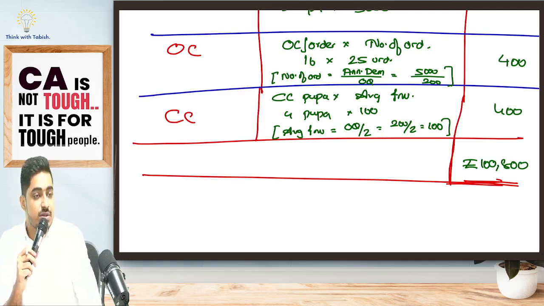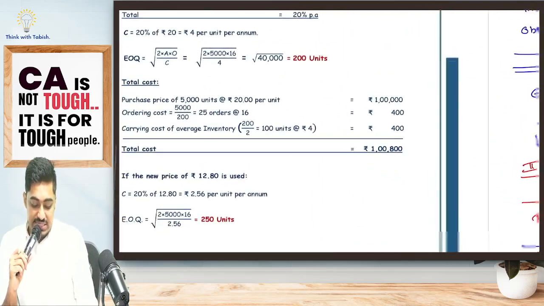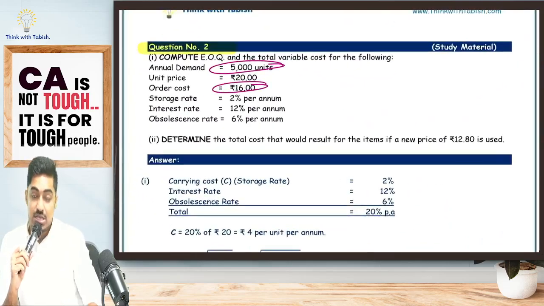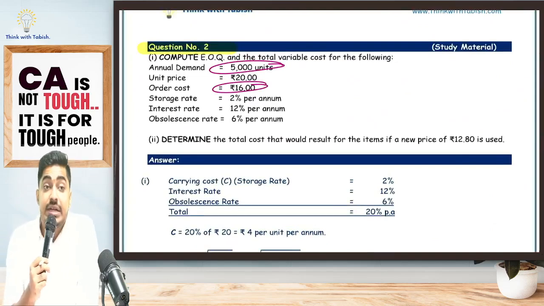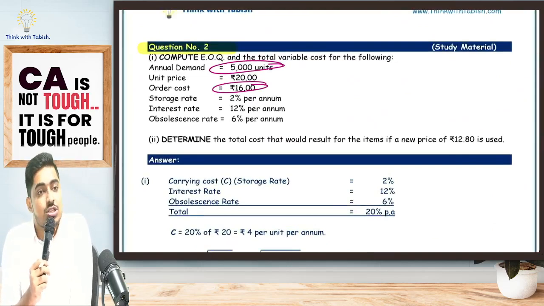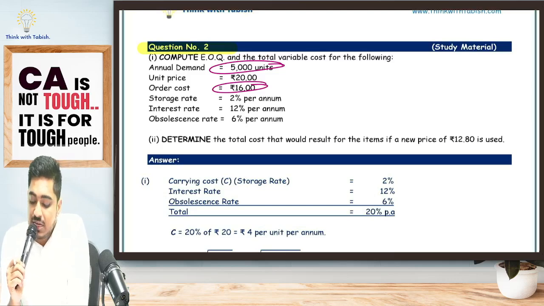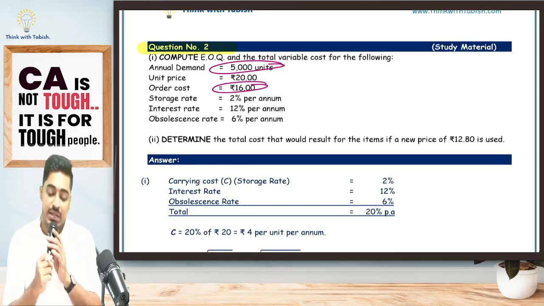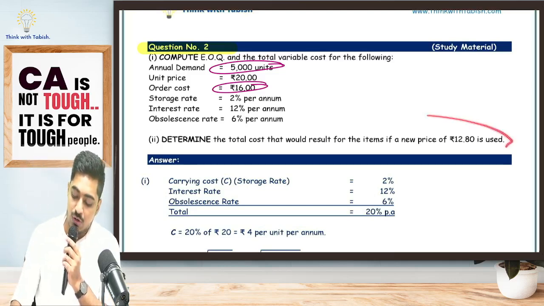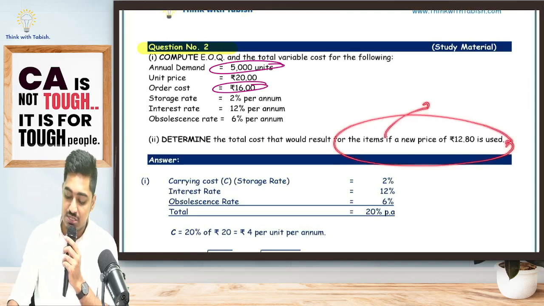First requirement is over. Now coming back to the second requirement, my students. What is the second requirement? Determine the total cost. What are they asking? Total cost that would result for the item if a new price of 12.8 is used. Okay. Now tell me, they are asking what will be my EOQ and what will be my total cost if my purchase price is 12.8.